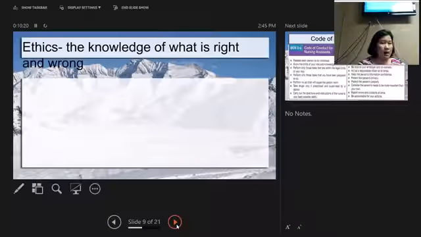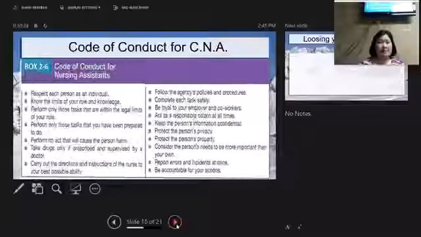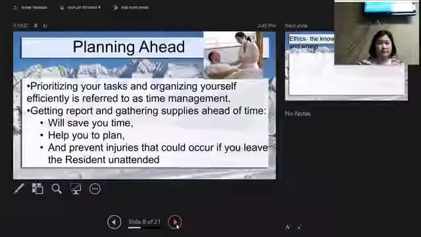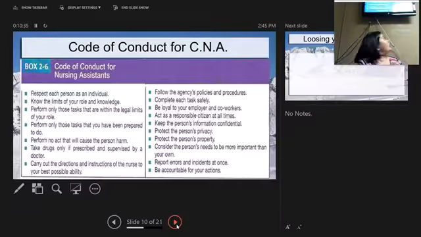Ethics, again, is the knowledge of what is right and wrong. So we all know about the code of ethics. Let's see. There is a code of conduct for C.N.A. So this code of conduct is for any basic job description. But in healthcare, we have ethical work ethics.